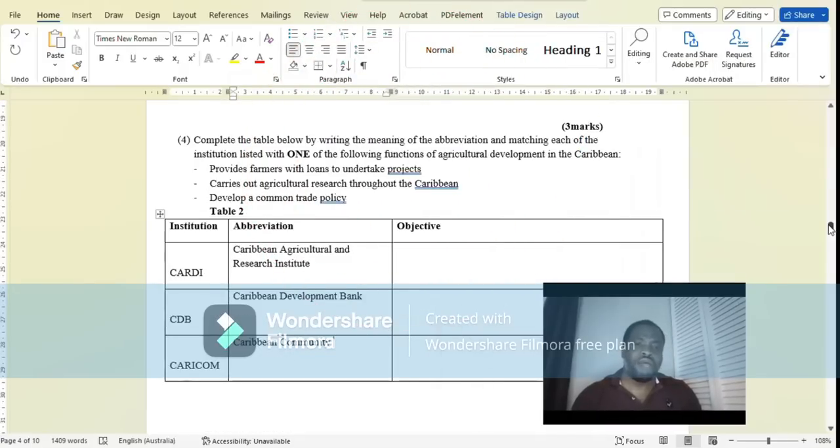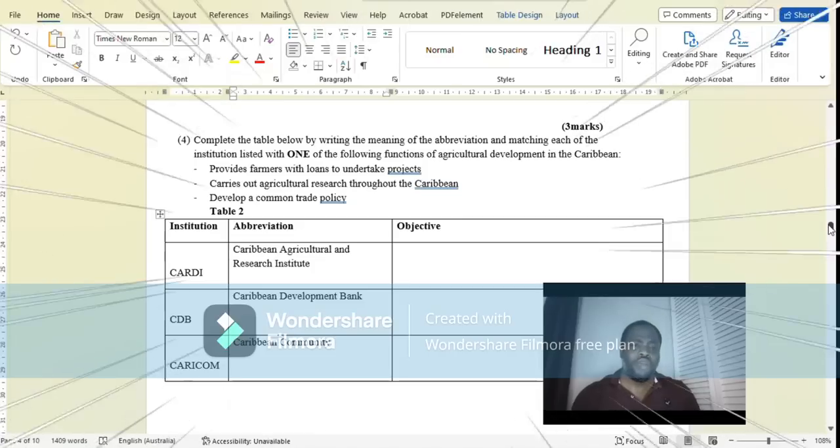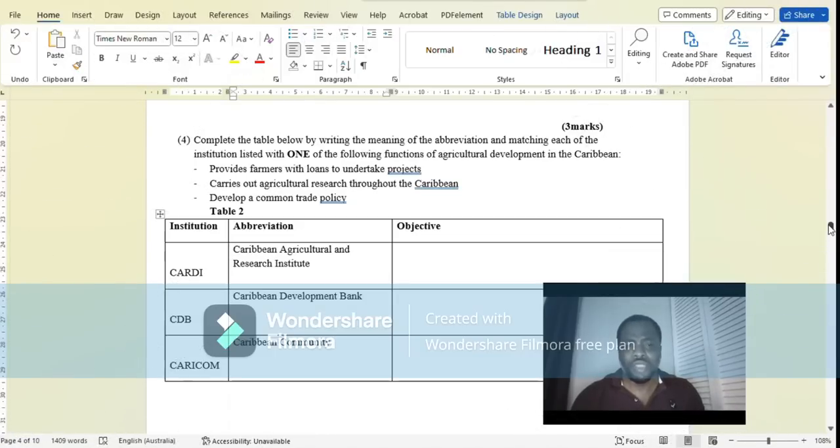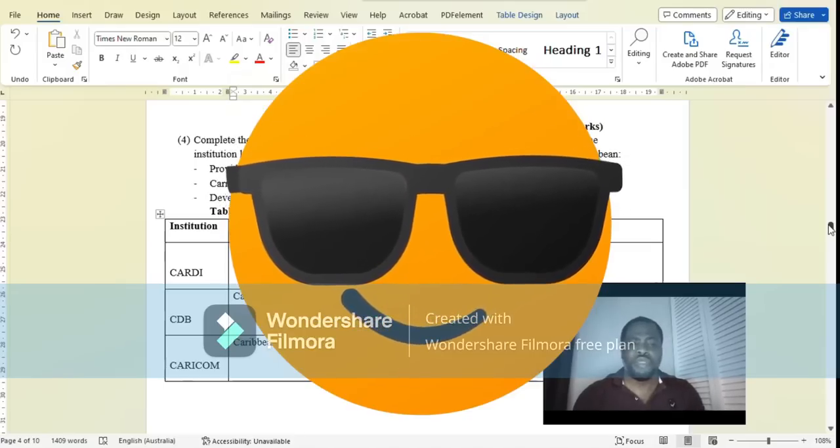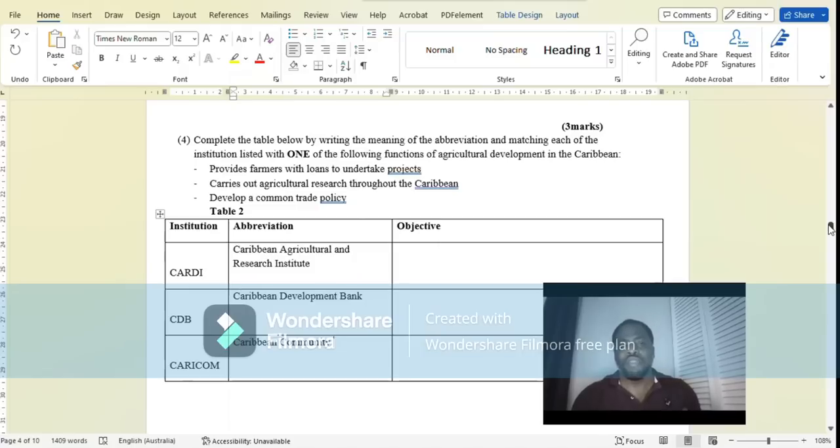All right, so we know we have institutions concerned with agriculture. It says complete the table below by writing the meaning of the abbreviation and matching each of the institutions listed with one of the following functions, or the role, or basically the aim of agricultural development in the Caribbean. Now, students, when you get a particular question and it gives you specific responses, those are the responses that you need to place within the answer. So if they're asking you to match, you basically pull those. A lot of times students get these questions, and instead of writing what is provided, you develop your own. You have to be careful with that.